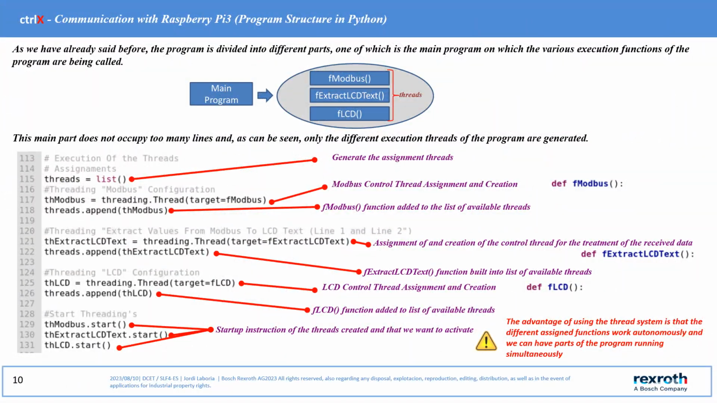As we have already mentioned, the program is divided into different parts: the main program and the three threads of execution. In this part, the different threads of execution of the program are managed: control thread for Modbus data, control thread for data extraction to LCD, control thread for writing text on the LCD.